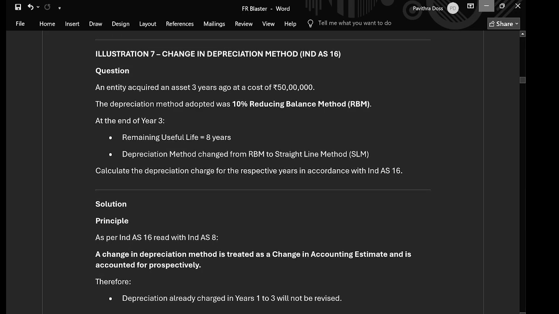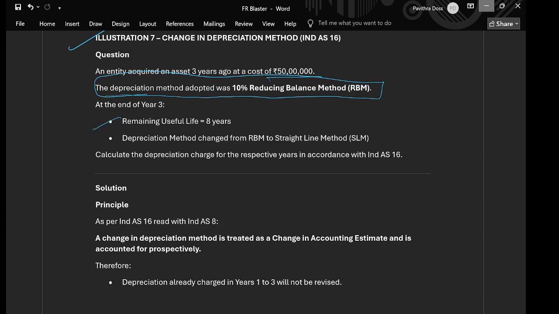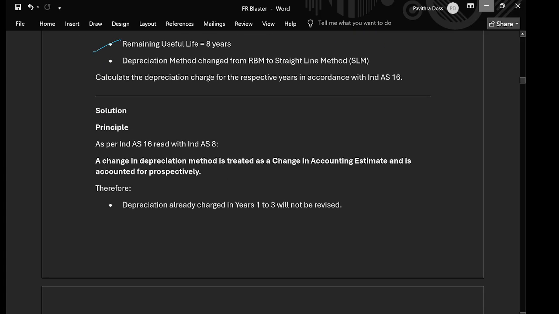Now moving on to question number 7. An entity acquired an asset 3 years ago at the cost of 50 lakh. The depreciation method adopted is 10% reducing balance method. At the end of year 3, the remaining useful life is 8 years and the depreciation is changed from reducing balance to straight line method. Okay, very nice. So here also they are changing the method of depreciation, which means this is also only a change in accounting estimate, and it is going to be accounted for prospectively, not retrospectively, right?